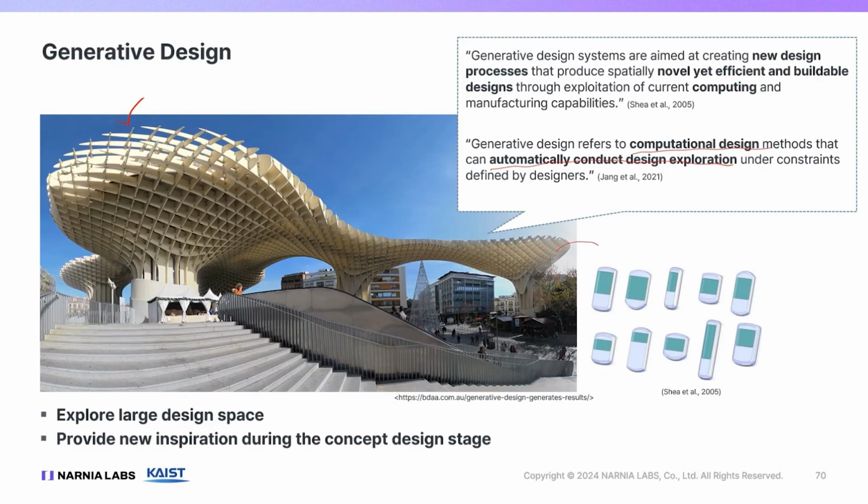So, the methodologies that were used in architecture have also been adopted in manufacturing, and generating various forms like these also falls under generative design. So, the ultimate goal of generative design is to explore a wide range of design options within a broad design space. As a result, it is usually used in the conceptual design stage to inspire people.